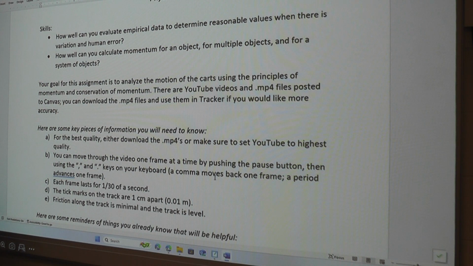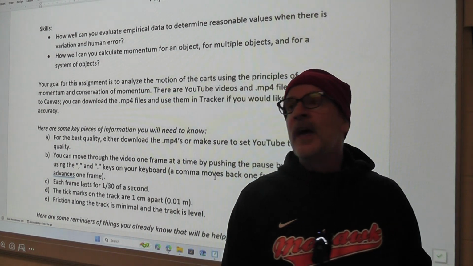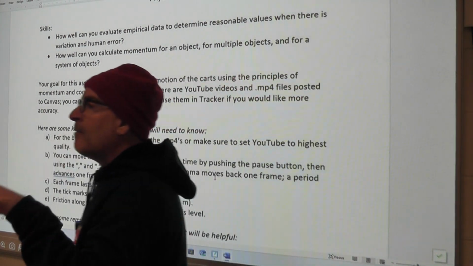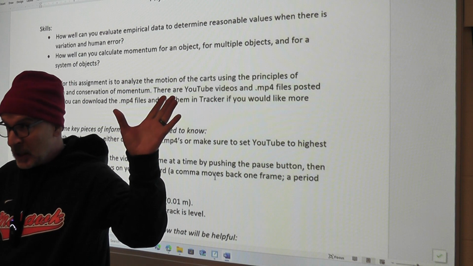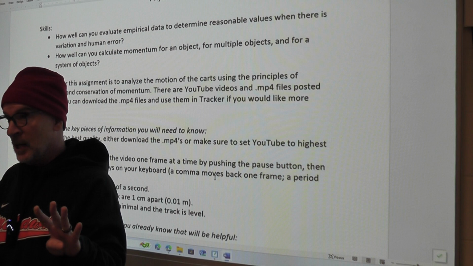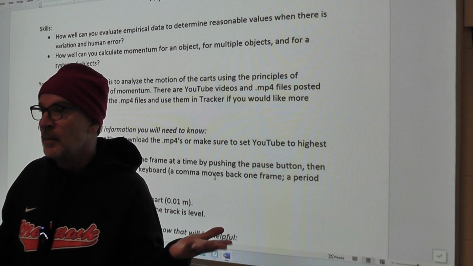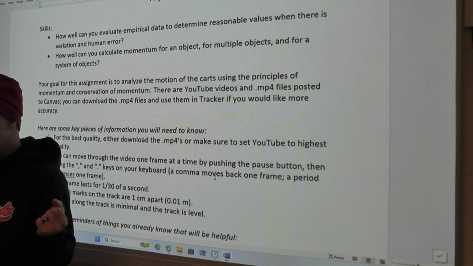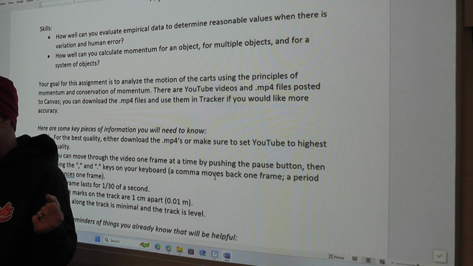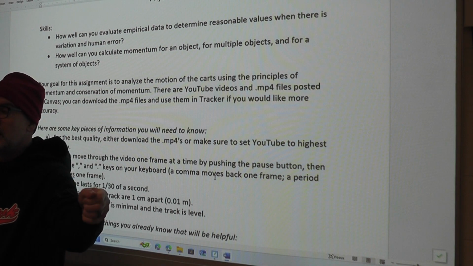How well can you calculate momentum for an object, for multiple objects, and for a system of objects? What that is about is that if you have two objects and they collide with each other, then you have 4 velocities potentially and 4 different momenta, right? That's the plural of momentum. So you have to keep track of a velocity for one object, a velocity for a second object, and then a velocity for the first object later, and a velocity for the second object later.